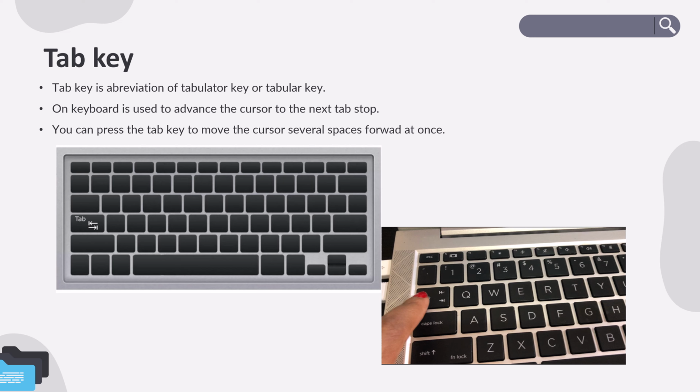Tab key. Tab is an abbreviation of tabulator key or tabular key. On the keyboard it is used to advance the cursor to the next tab stop. You can press the tab key to move the cursor several spaces forward at once. So if you want to move your words, to move the sentence forward, you have to press the tab key. It will move several spaces forward.